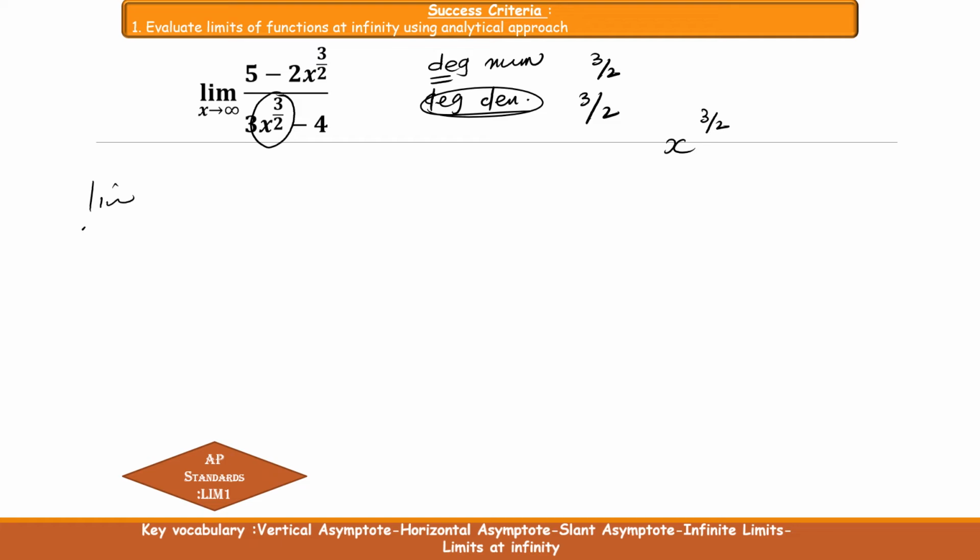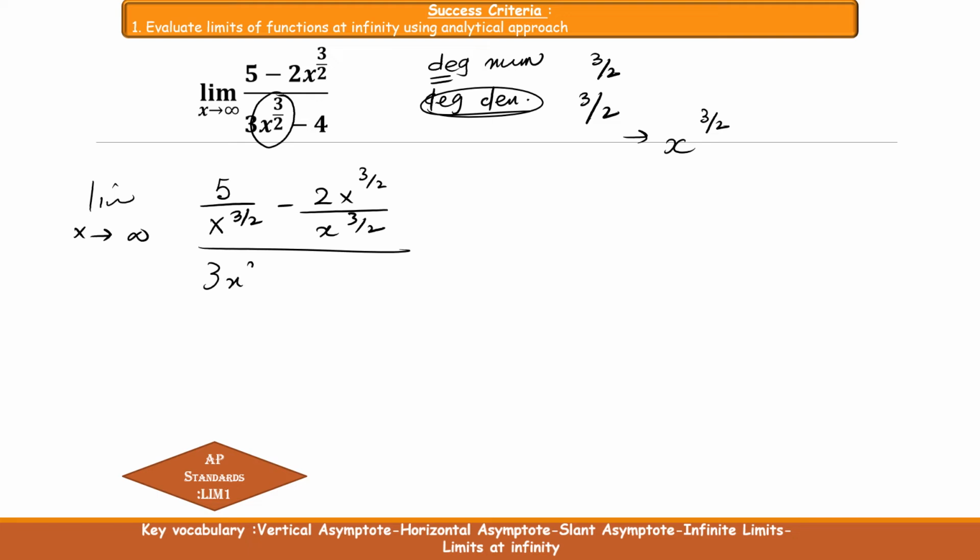What is the next step? You will divide everything by x to the power of 3 over 2. So 5 divided by x to the power of 3 over 2, 2x power 3 over 2 as it is, then x power 3 over 2. Then 3x to the 3 over 2 divided by x to the power of 3 over 2, minus 4 divided by x to the power of 3 over 2. Now you can solve. How can you solve? This x power 3 by 2, x power 3 by 2 cancel. This cancel. Now let's check what is left.